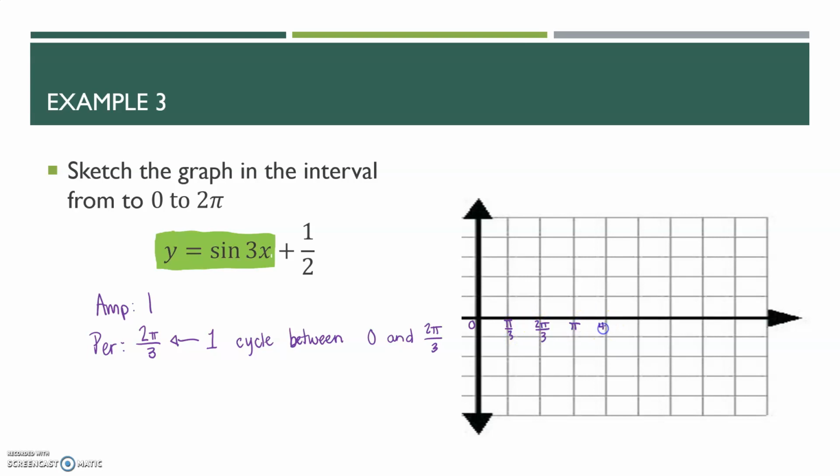If you want to label all of them, you can. You need to have at least like the 2 pi over 3 on there. The more labels you have on there, the better.